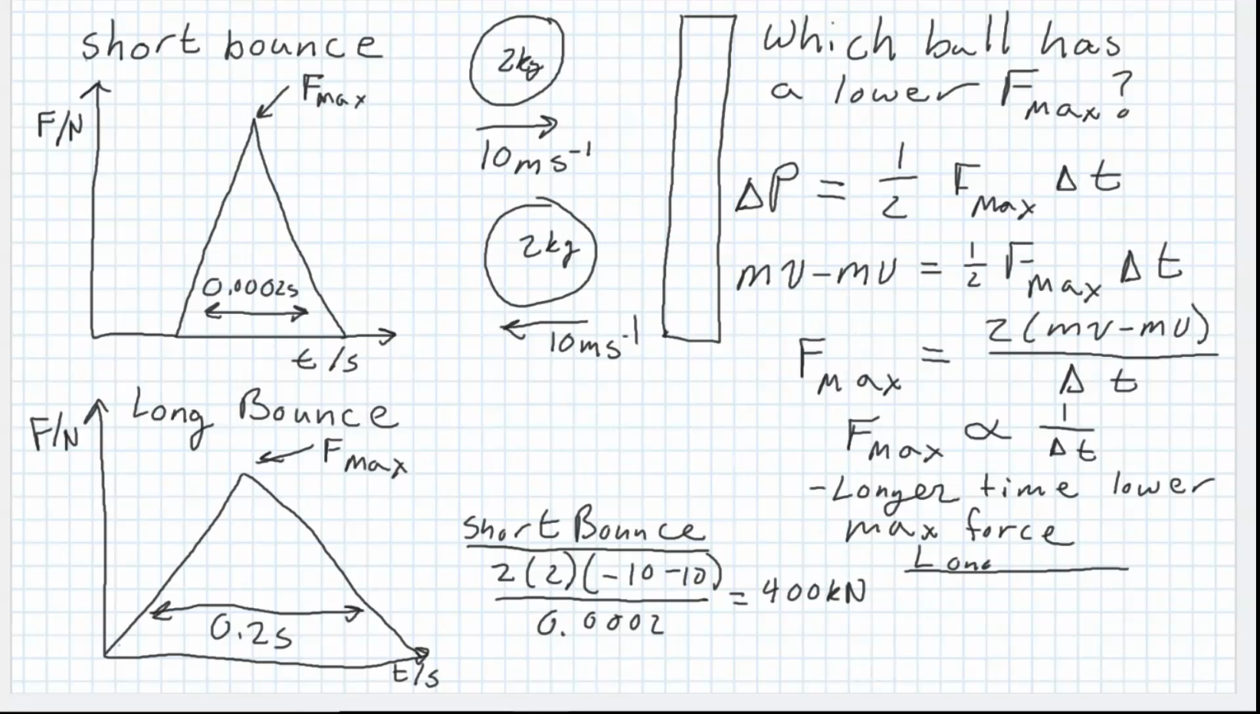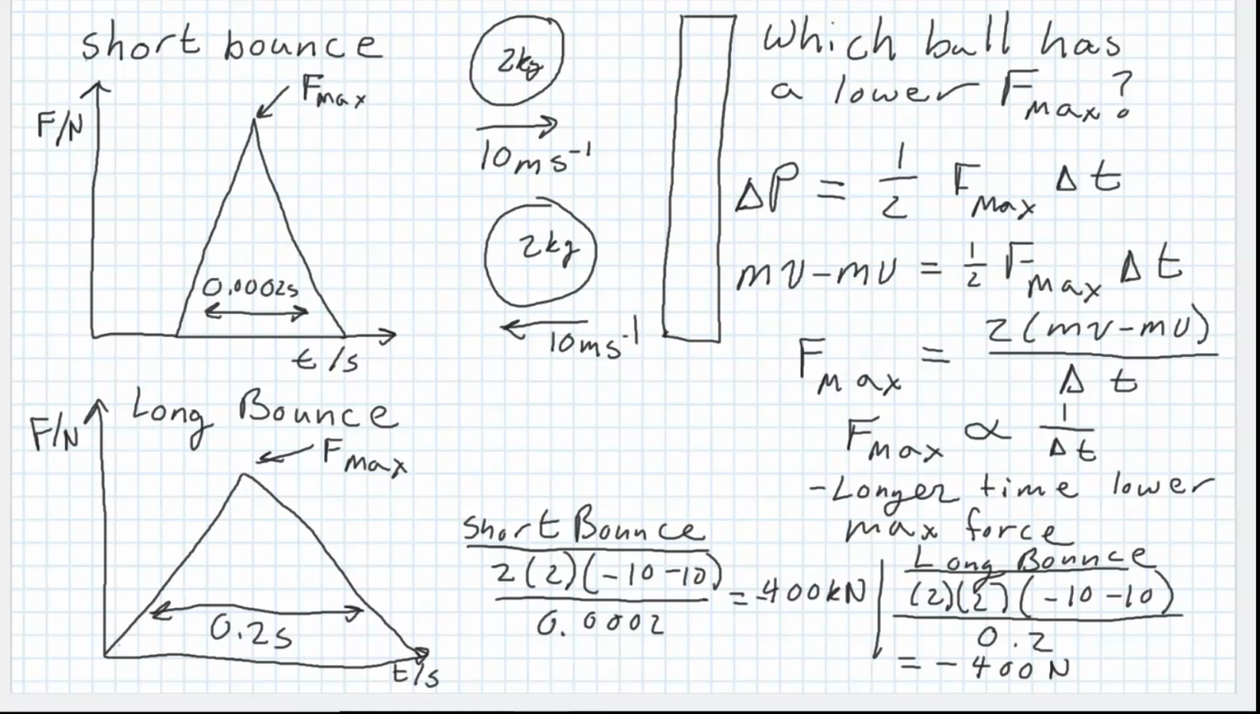All right, let's look at the long bounce. Okay, so our delta p is going to be the same: 2 times negative 10 minus 10, because it had the same initial velocity, same final velocity, and the same mass, but now it's going to have a change in time of only 0.2 seconds, or a longer time of 0.2 seconds, and that gives me negative 400 newtons, 1,000 times less. Oh, I forgot the minus sign at the top. There we go. All right, and so longer bounce times mean you'll experience less force in a collision.